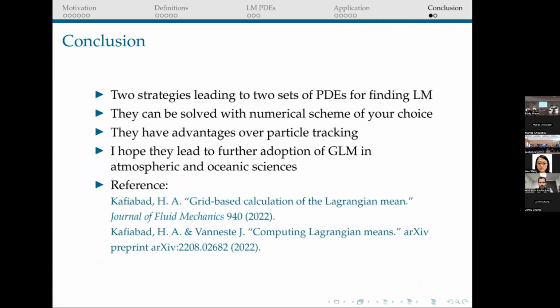So in short, I offered two strategies leading to two sets of PDEs. Maybe I just presented one of them here, but I told you there's another one. For finding Lagrangian means, they can be solved with a numerical scheme of your choice, which can imitate the numerical scheme of the governing equation. They have several advantages over particle tracking. I hope this leads to further adoption of generalized Lagrangian mean in atmospheric and oceanic sciences. If you're more interested, you can read about it here.